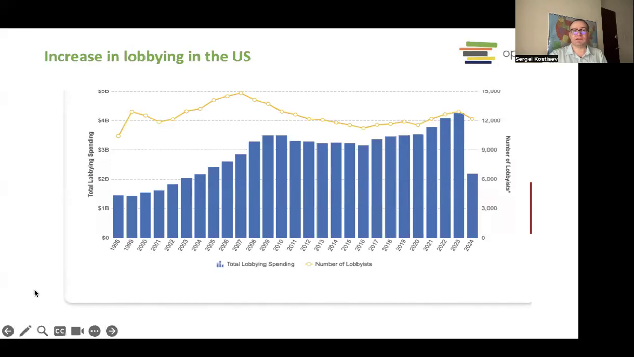Important thing to see, over the years, we have seen an increase in lobbying spending from just over 1 billion in 1998 to more than 4 billion in 2023. And this graph about the number of lobbyists, it's a result of, I would say, demagoguery. It happened around 2008 when Barack Obama was elected president.